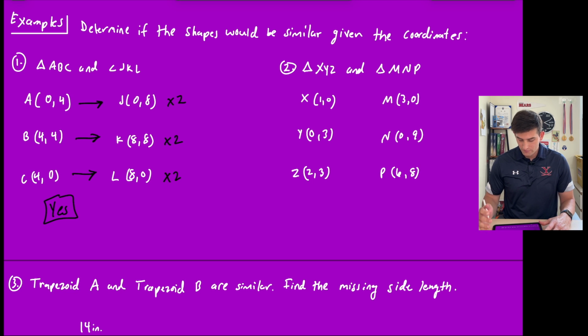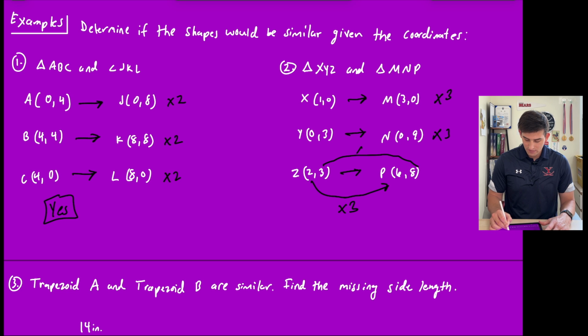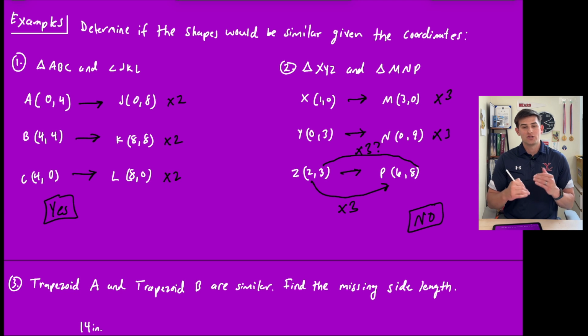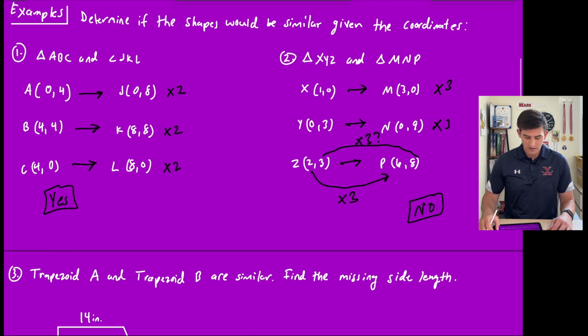All right, for number 2, we have triangle XYZ and triangle MNP. We're going from 1, 0 to 3, 0, so it looks like we're multiplying by 3. 0, 3 to 0, 9, good, times 3. And then we go 2, 3 to 6, 8. Well, 2 times 3 is 6, but is 3 times 3 8? No, it's not. So we would say no for this one because that proportionality amongst all the coordinates does not hold all the way through. So no, those two triangles are not similar.